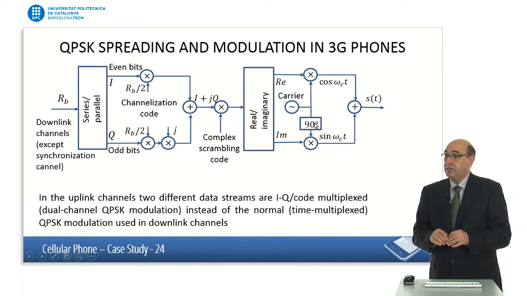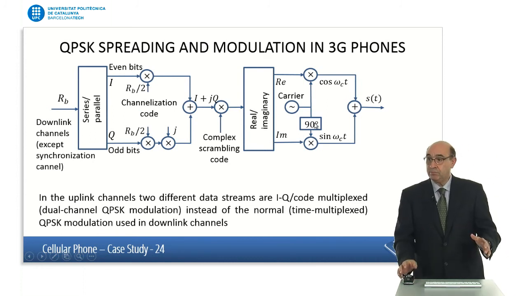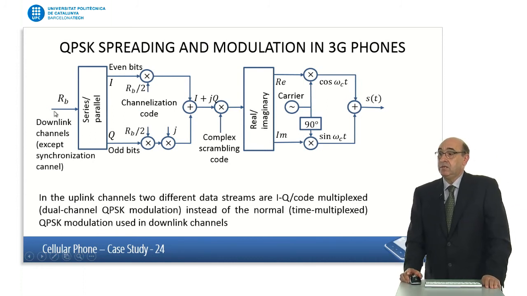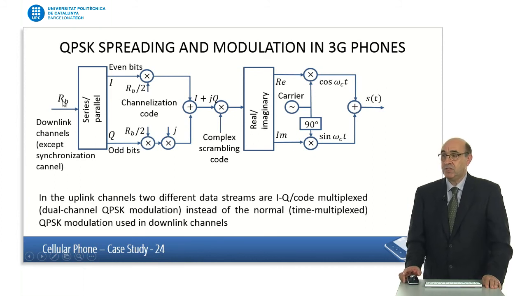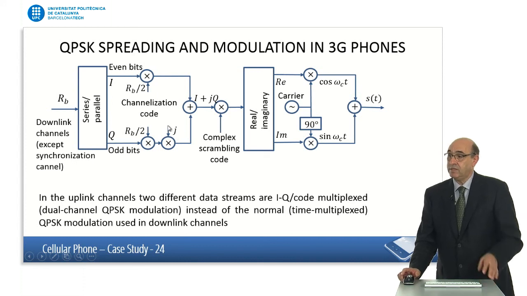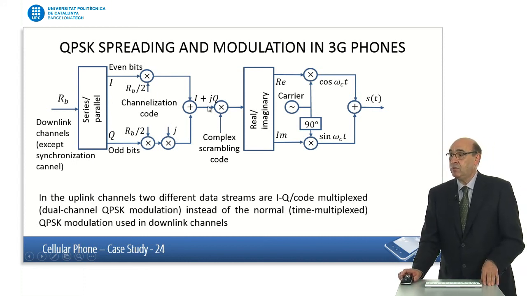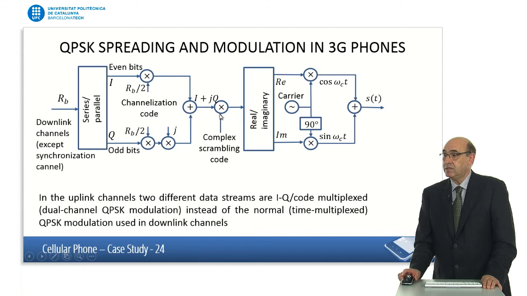And how this is done, combined with the modulation, well, here you have a simple example for the downlink. This is the data rate. It's separated in a serial parallel converter, and here you get, for instance, the even bits, and here the odd bits. That means that here the data rate is half of the original one, okay? And they enter. Now here you apply the channelization code. You apply also an orthogonal one. In this case, it's just a complex one. So at the end, you get a complex representation of the two families of bits. And then you apply the scrambling complex code.